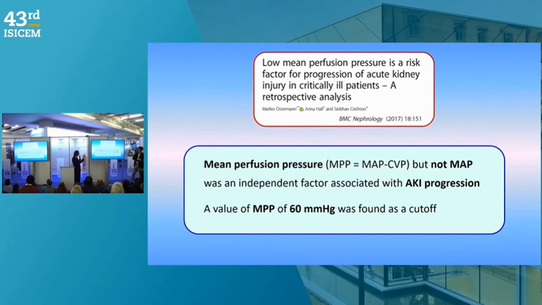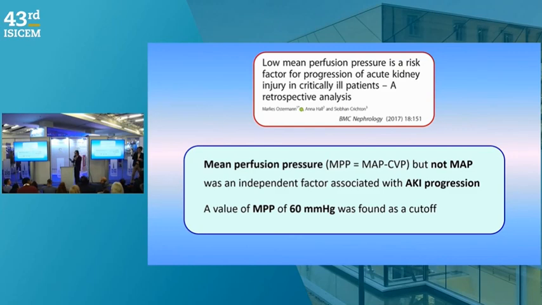And some papers like this one, Maris Osterman and co-workers, show that this mean perfusion pressure, MAP minus CVP, but not MAP alone, was an independent marker associated with acute kidney injury progression. And they found a cutoff value of 60. So we can put this in mind, even if we should not strictly look at numbers. Nevertheless, this can give you an idea of what to do. Not only MAP, MAP minus CVP.